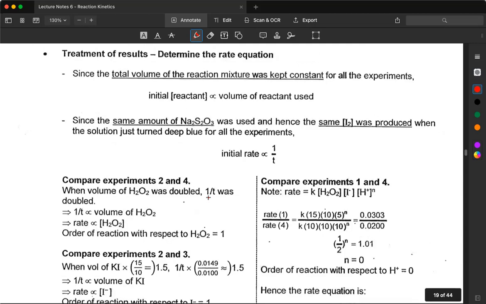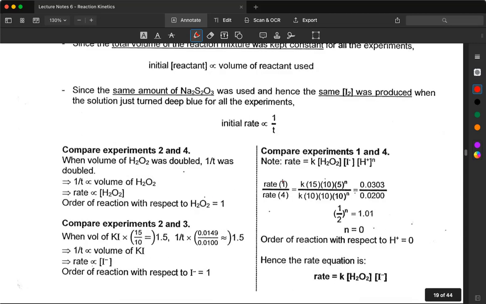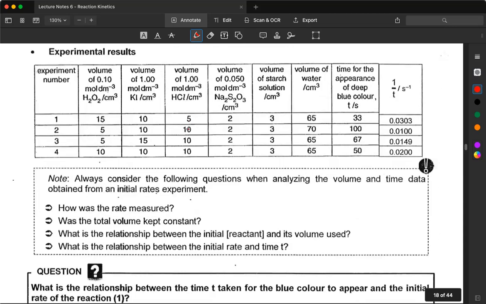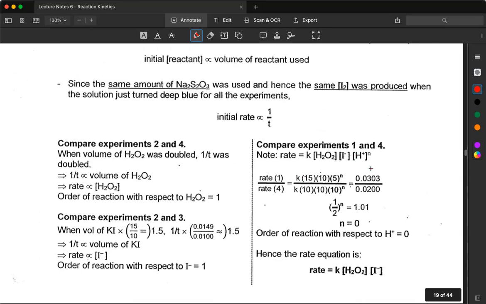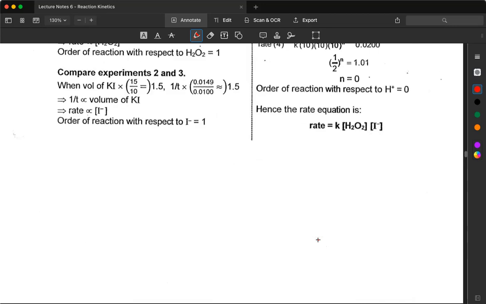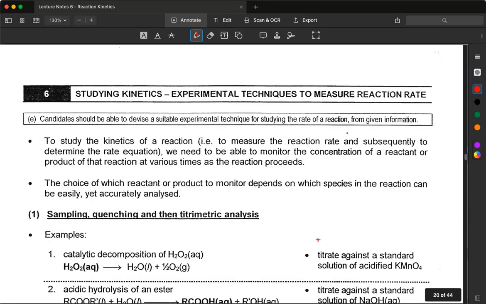Another way to do it is you compare 1 and 4. Then you do the equation. So you can use the equation, knowing that this is 1, 1, then you just calculate. But I think my method is actually faster. The other method, inspection, is faster to get the answer.